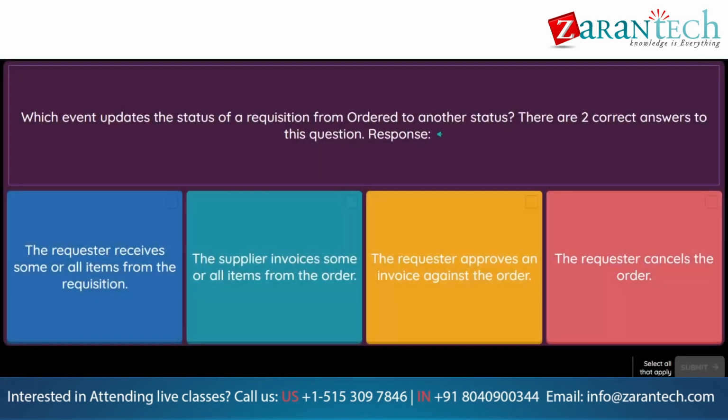Question: which event updates the status of a requisition from ordered to another status? There are two correct answers to this question. Response. Option 1, the requester receives some or all items from the requisition. Option 2, the supplier invoices some or all items from the order. Option 3, the requester approves an invoice against the order. Option 4, the requester cancels the order.